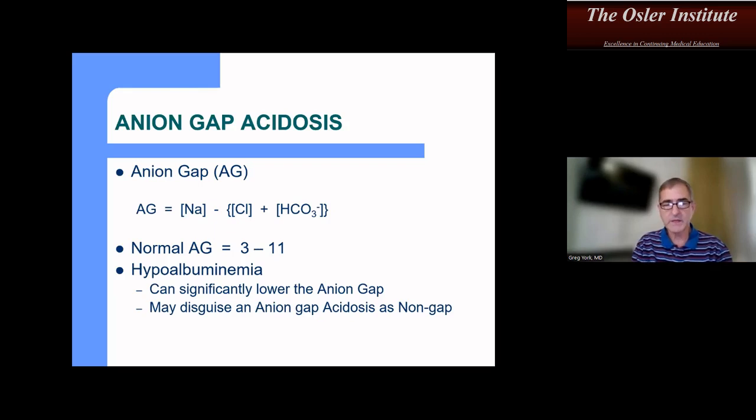And so basically it comes down to sodium minus chloride plus bicarbonate. And these are the anions that are running around in the bloodstream, not the ones that are stuck in the red blood cells, because those don't affect your pH. So that's why you don't see potassium in this. But these three are the anions that predominantly run around in the bloodstream. Normal anion gap is anywhere from 3 to 11. I like to use the number 10 because it's easy to work with.